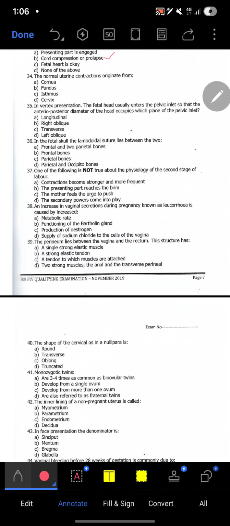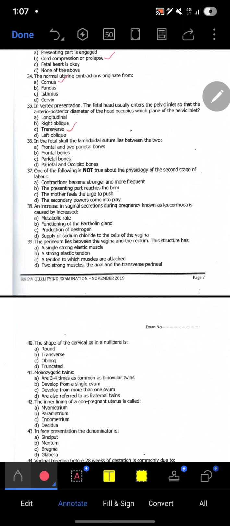Question 34. The normal uterine contractions originate from, the correct answer is A, which is cornua. Question 35. In vertex presentation, the fetal head usually enters the pelvic inlet so that the anterior-posterior diameter of the head occupies which plane of the pelvic inlet? The correct answer for 35 is C, which is transverse.